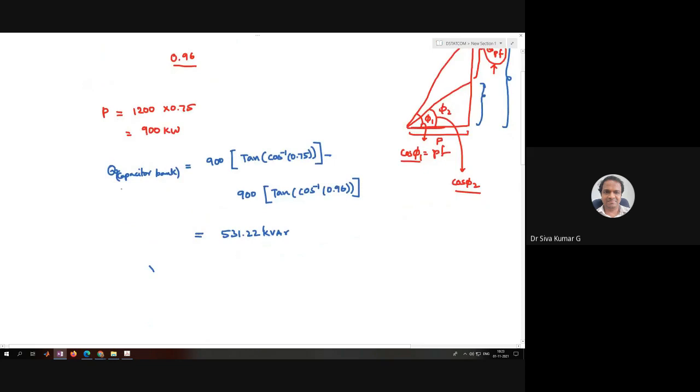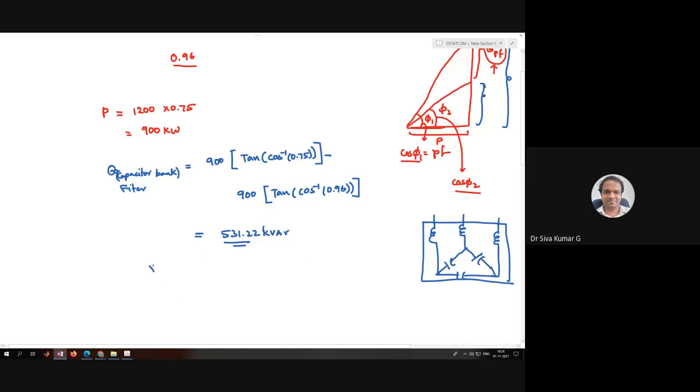This should be a Q filter, because the filter is a combination of the reactor as well as the capacitor. Overall, it has to supply this much amount of reactive power. This much reactive power needs to be sent by this particular passive filter. So that's the reason we need to consider this as the overall capacitor of 531.